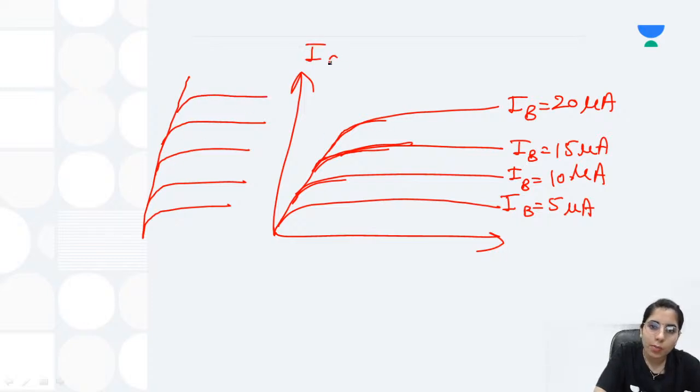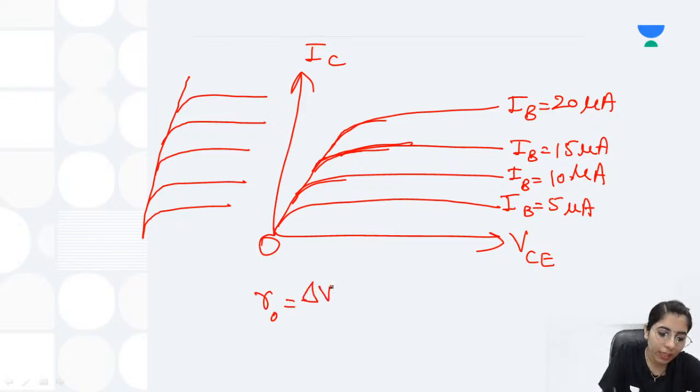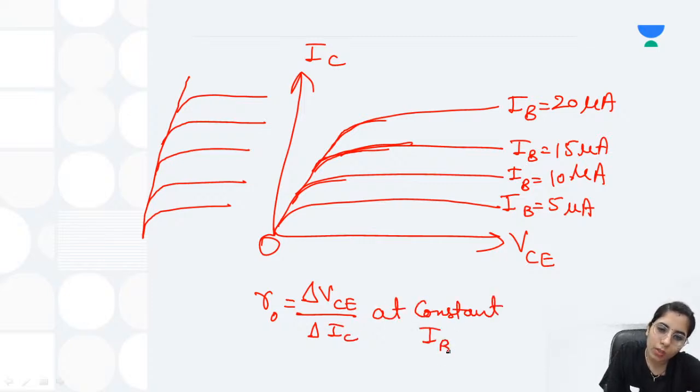It is the graph between IC and VCE. So guys, that's how you are going to make the output characteristic graph, or you will be getting it if you draw it in case of common emitter, and the output resistance will be delta VCE upon delta IC at constant value of IB. In case you have any doubt anywhere, just mention it and let me know about it. But if everything is clear, that's great.